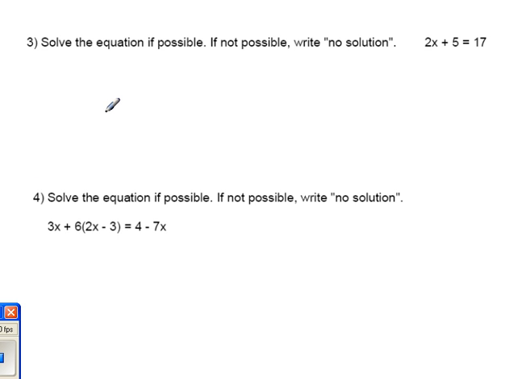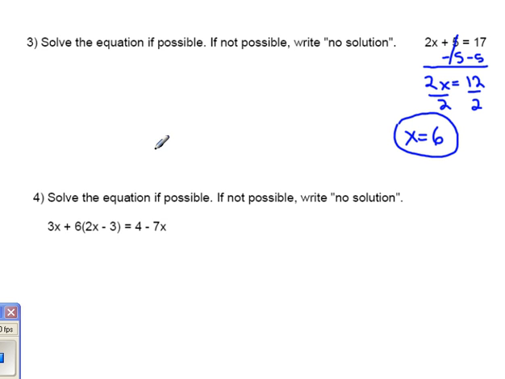Okay, problem number 3 says solve the equation if possible. If not possible, write no solution. So with this particular equation, remember we're always trying to get the x by itself, so we're going to subtract 5 from both sides. So you get 2x equals 17 minus 5, which is 12. Divide by 2, so x equals 6.